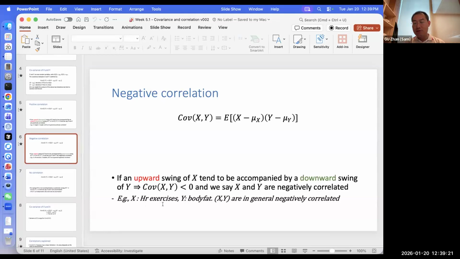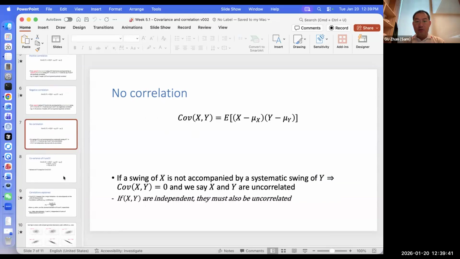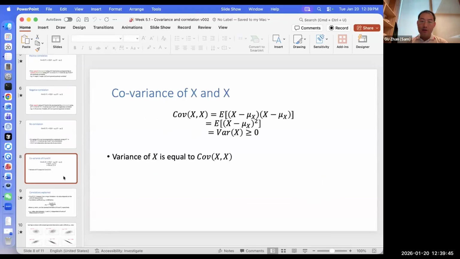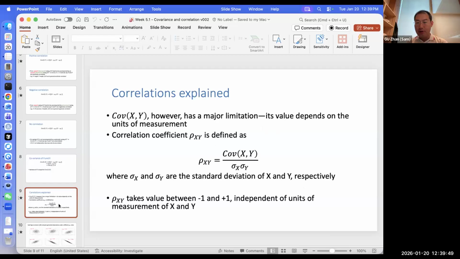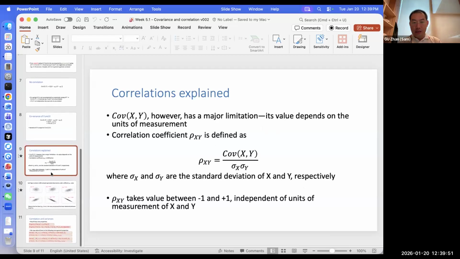Say X is hours of exercise. With the increment of hours you exercise every week, in general, the body fat will reduce. So they are moving in the opposite direction, so they are going to have a negative correlation and a negative covariance value. A covariance of 0 means no linear correlation. These are primarily covered in the video lecture.